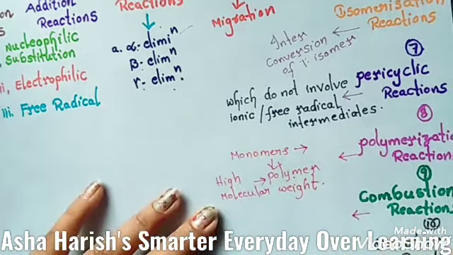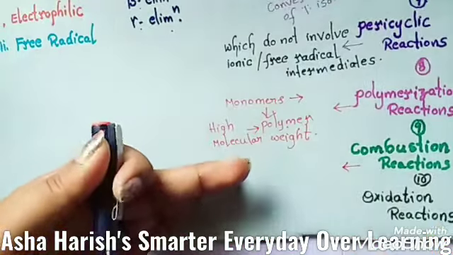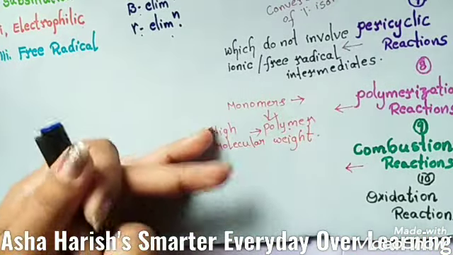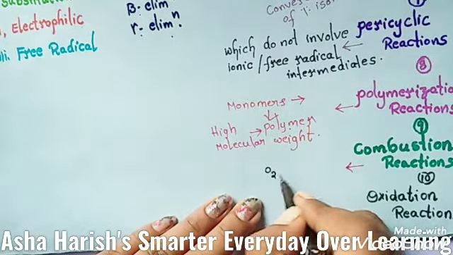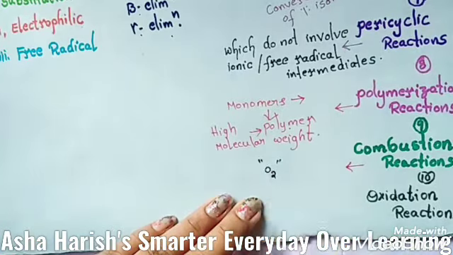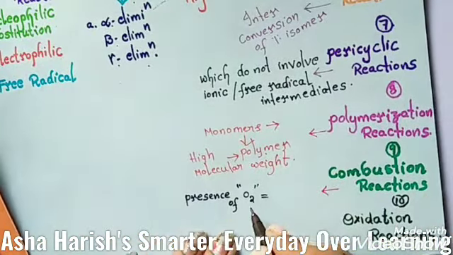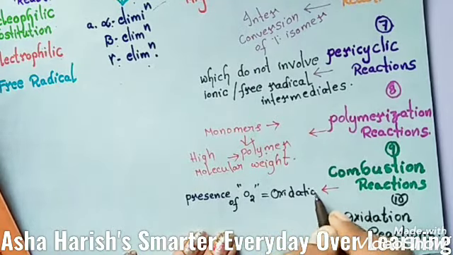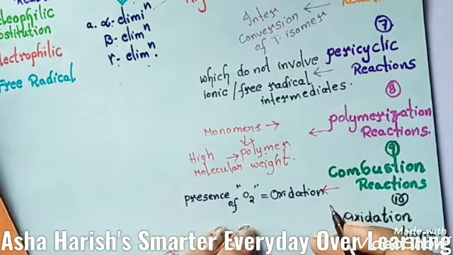Let's see the next one here, what I have written, combustion reactions. Students, you know very well, combustion reactions are nothing but heating reactions. In these reactions, in the presence of oxygen only, in the presence of O2, the substance is going to catch fire. So it is in the presence of oxygen, so it is known as oxidation reactions. You know very well, the addition of oxygen to any other substance is known as oxidation.